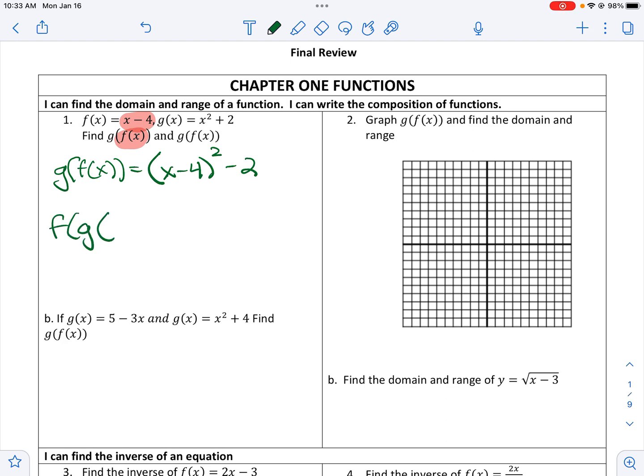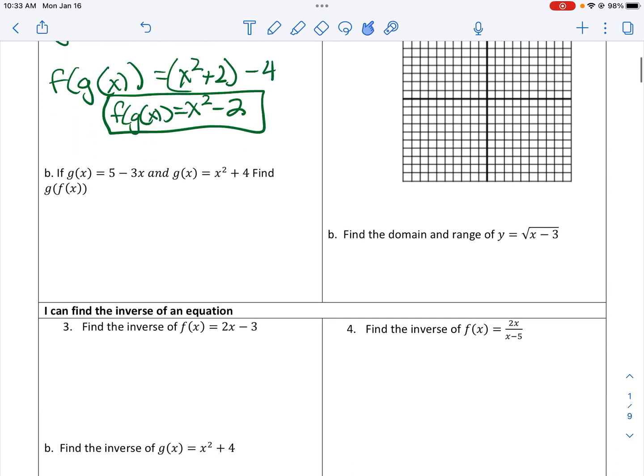And then the other way around, we're going to be taking our g of x and putting it into our f of x. So this would be x squared plus 2. We're replacing our x with x minus 4. So that's really x squared minus 2. And that's our f of g of x.